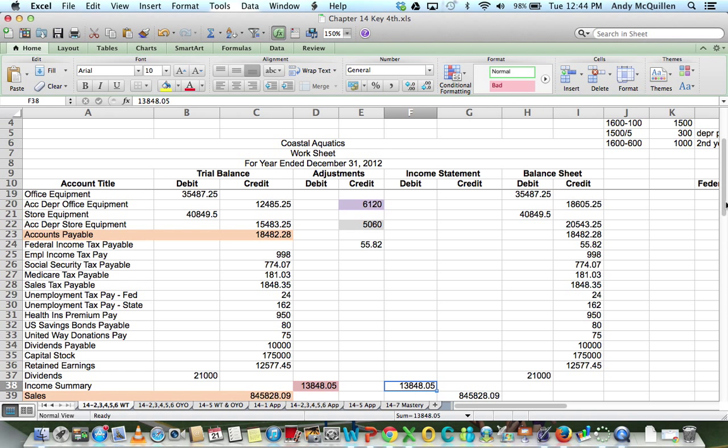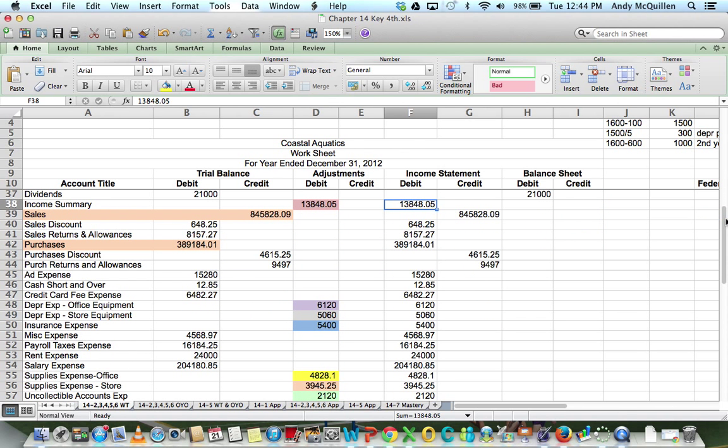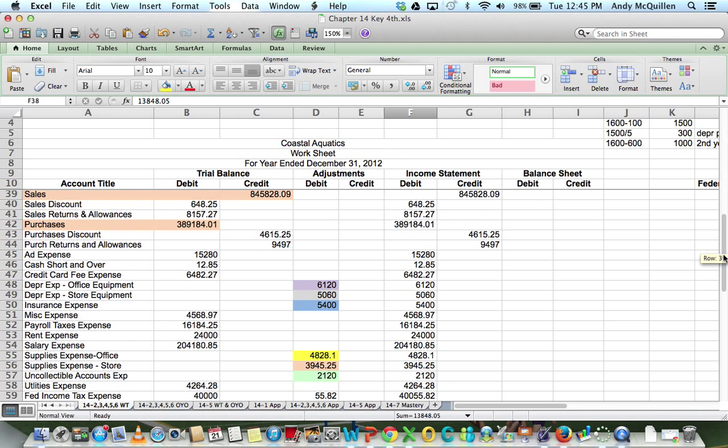Then we go to the income statement. The income statement numbers, again, now you're going to deal with some adjustments and carrying across. We have an adjustment number in the income summary, $13,848.05. That's a debit, so it remains in the debit. And you have a credit, debits, and you have two credits, purchases discount, purchases returns and allowances. Then the rest are all debits.